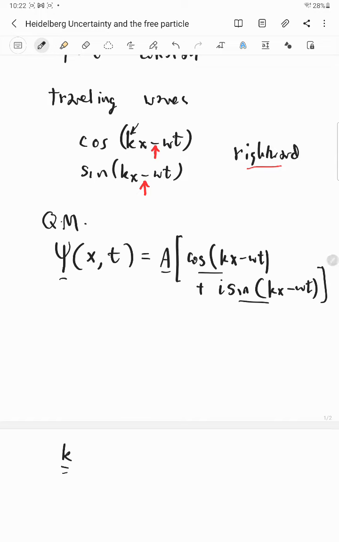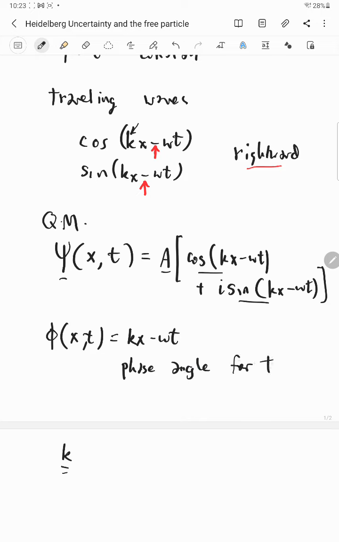So often what people do is they define something called the phase angle. The phase angle is itself a function of space and time. And in this particular case, this angle is this kx minus omega t. So this is referred to as the phase angle for the wave. And our wave exists in space and time. And so this wave in general can travel, is the idea.